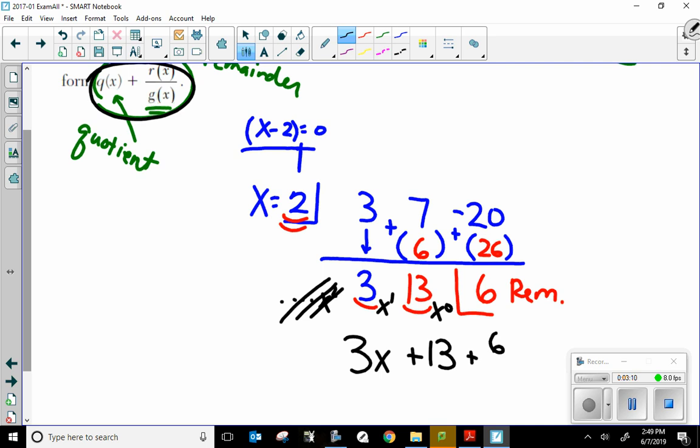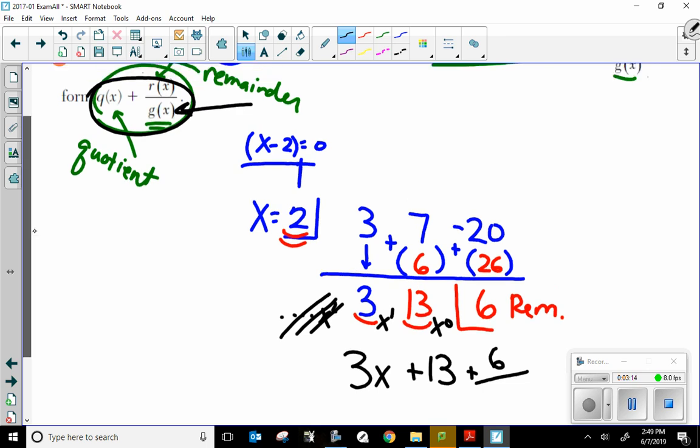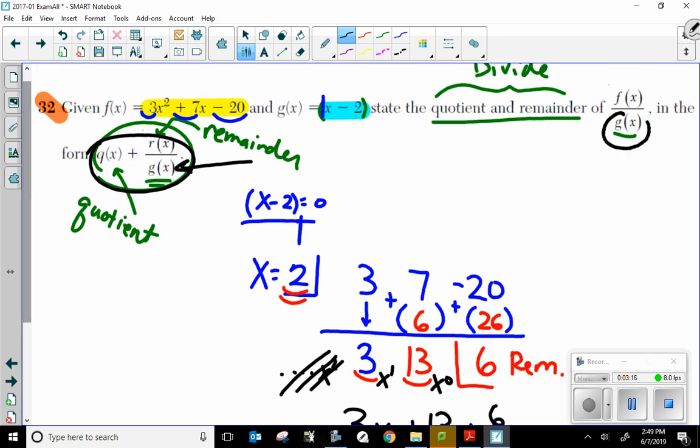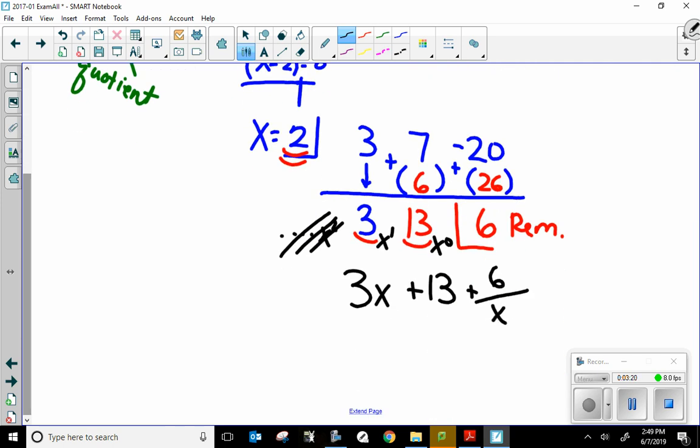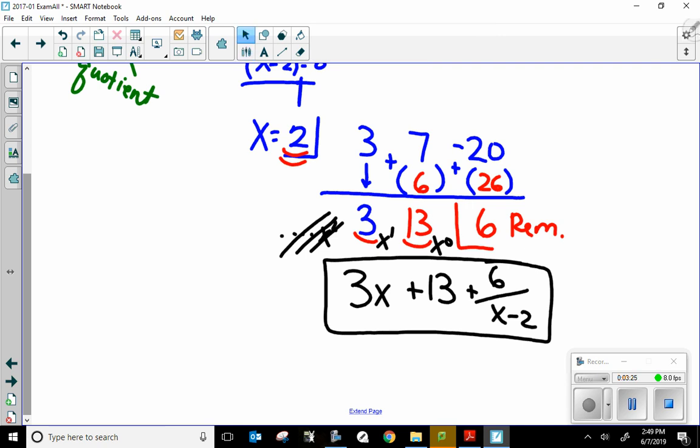I put my remainder over what I originally divided in, g of x, which is x minus 2. So my remainder just has to go over x minus 2. And you are done. That first one was nice and easy. You could use reverse tabular and you'd get the same exact answer. But whenever I have an opportunity to use synthetic, I always do. It just seems so much simpler and fluid to me.